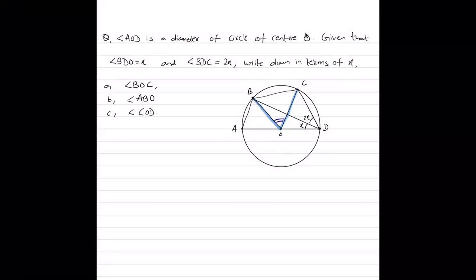What is the chord? What is the chord over here? In the triangle BOC, would you agree that BC is going to serve as a chord?